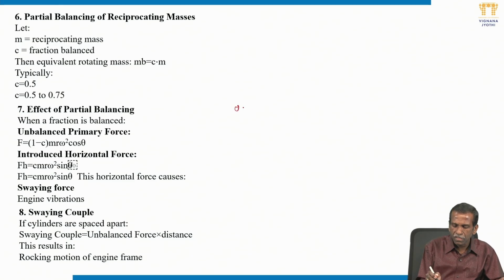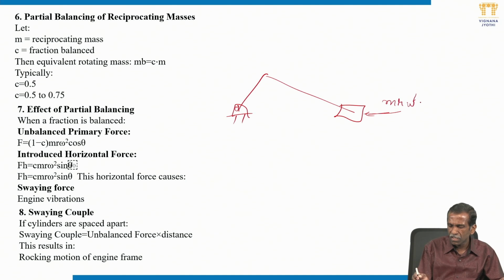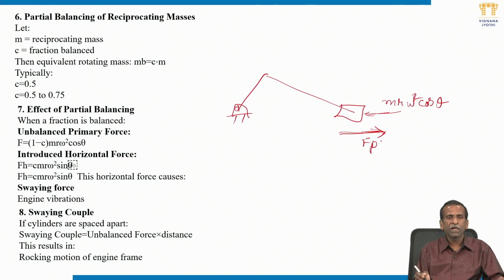So, as I mentioned, we need to do balancing. What are the primary forces? Primary forces are the acceleration forces, this one, mr omega square cos theta, which you have seen. Let us talk about the primary force first. The inertia force is in this direction, the magnitude is the same, inertia force Fi. The primary inertia force I can write as Fp. Secondary we will talk about once we see how we can balance this.